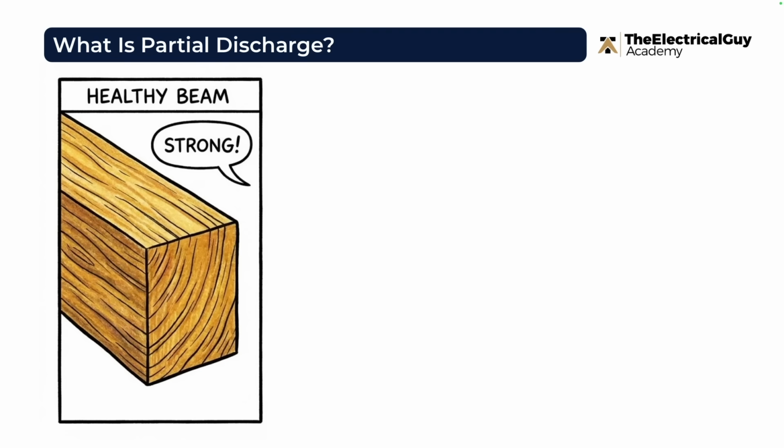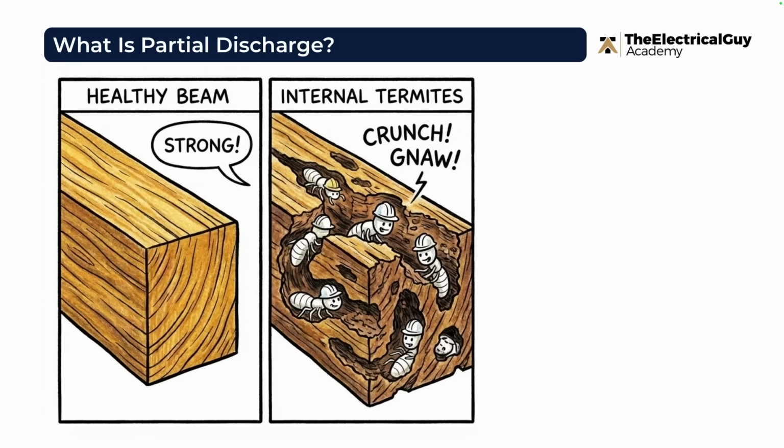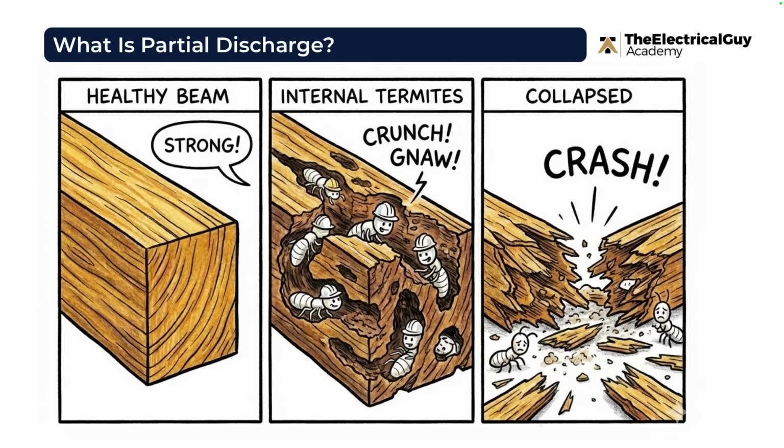Well, in simple terms, you can consider partial discharge as a wooden beam with a lot of termites in it. From outside, it might look perfectly fine, absolutely healthy, but inside that wooden beam, the termites have already started doing their work. They have already started weakening the wooden beam. And one day, suddenly, without any warning, the whole beam will collapse. Partial discharge also works in the same way.